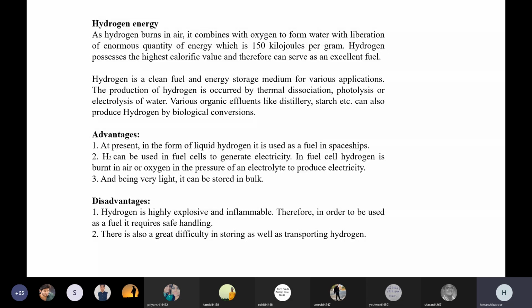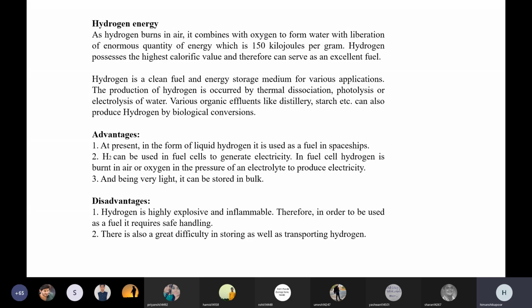It has a high calorific value, and that is why it is a good source of fuel. And it is a clean fuel because water is generated as a byproduct. That is the major advantage here. And we can see the use of hydrogen energy in the fuel for spaceships. And also being light, it can be stored in bulk. These are the major advantages.